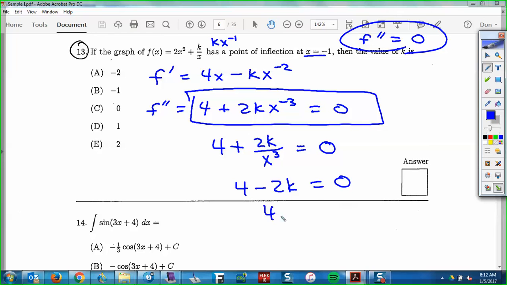And now we just solve it. So 4 equals 2k, k equals 2. Hope I did that right. Okay, so k would equal 2. All right, what else?